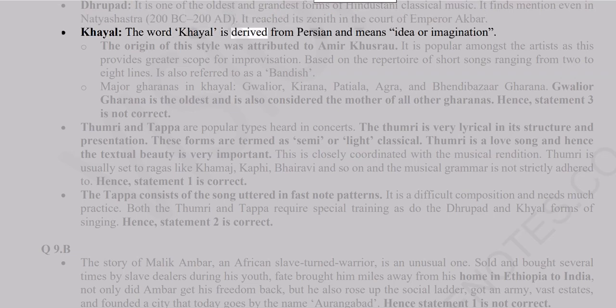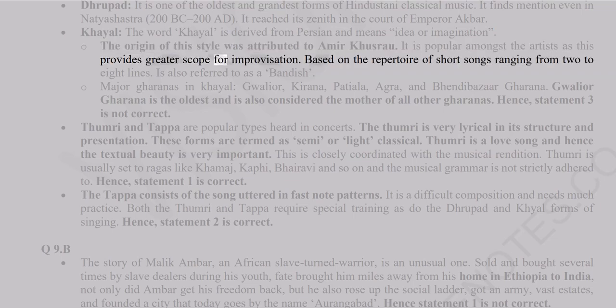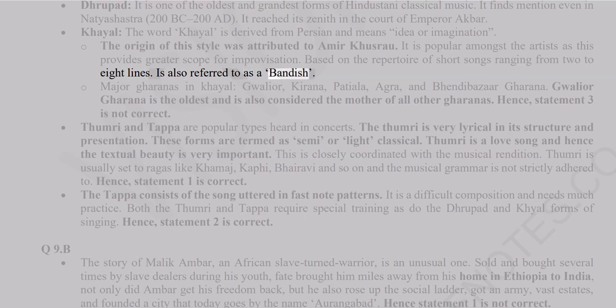Khyal. The word khyal is derived from Persian and means idea or imagination. The origin of this style was attributed to Amir Khusrau. It is popular amongst the artists as this provides greater scope for improvisation. Based on the repertoire of short songs ranging from 2 to 8 lines, it is also referred to as a bandish.